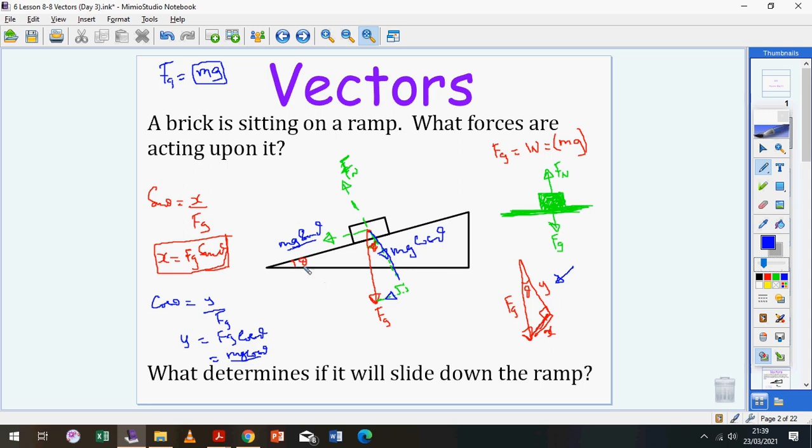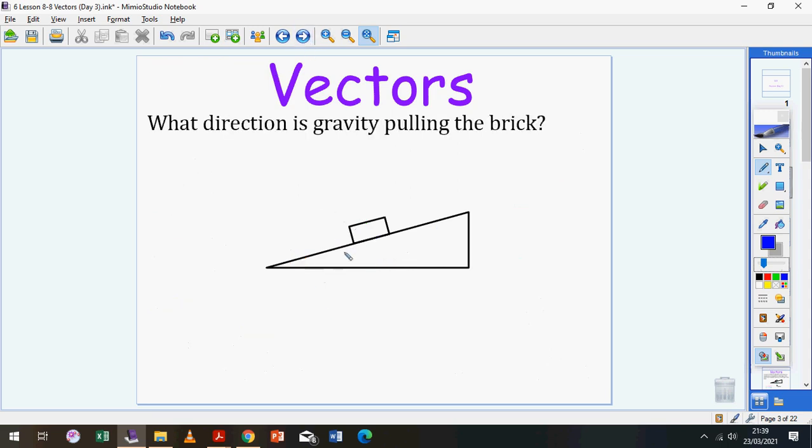So again, if you don't remember anything from all of the stuff that I've said for the past few minutes, just remember that this component is mg sine theta, and it's what causes motion down the plane, and the perpendicular component is mg cosine theta, and that component is equal to the normal force. Right? If you don't remember anything, just remember this. Mg sine theta towards the bottom of the incline, mg cosine theta is the normal reaction.